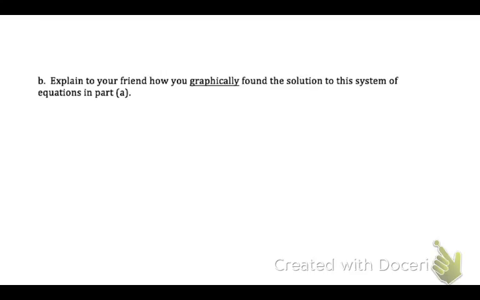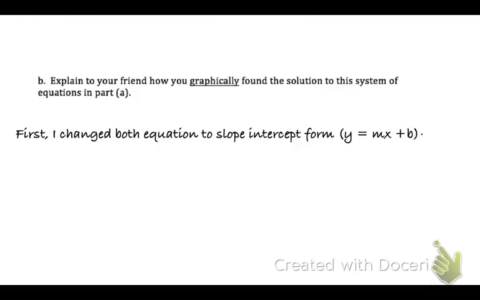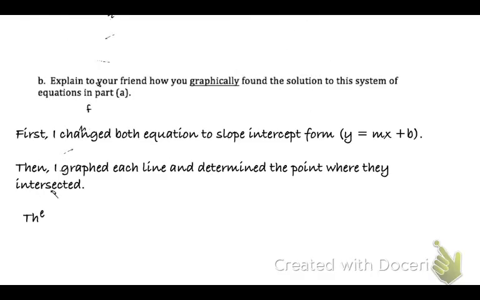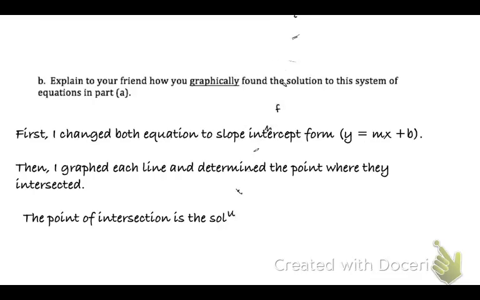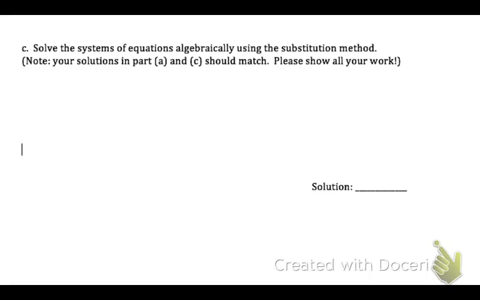Now, the second question says, explain to your friend how you graphically found the solution to this system of equations. My tip for this is just think it through in your head what you did, as if you're making a video for me explaining what you need to do. So, I said first I changed both equations to slope-intercept form, which is y equals mx plus b. Then I graphed each line and determined the point where they intersected. The point of intersection is the solution to the system of equations. So you give me a short paragraph explaining your steps.